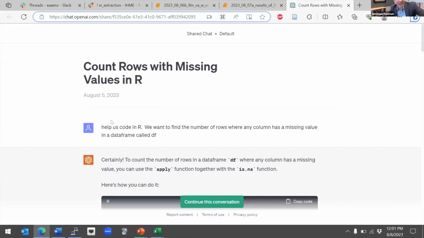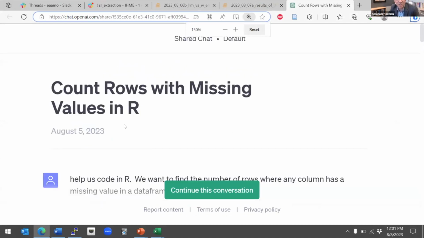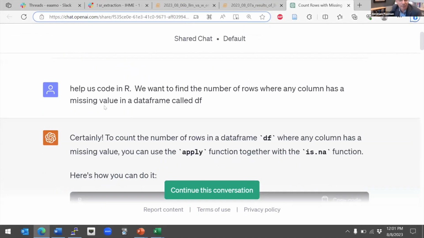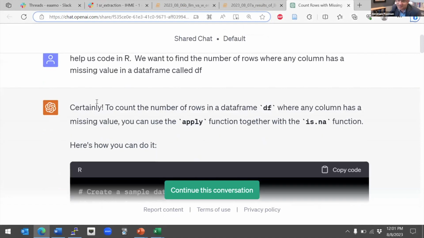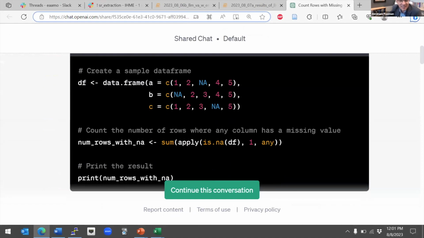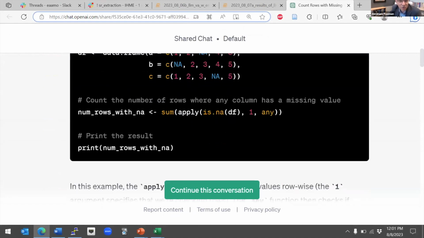And I think that this kind of AI-assisted programming, whether we're doing it just in a chatbot, saying, help us code in R, we want to find the number of rows where any column has a missing value, and it says, happy to help. Here's an example you can test with, and here's a cryptic line that does it, is going to be huge if we know how to use it right.